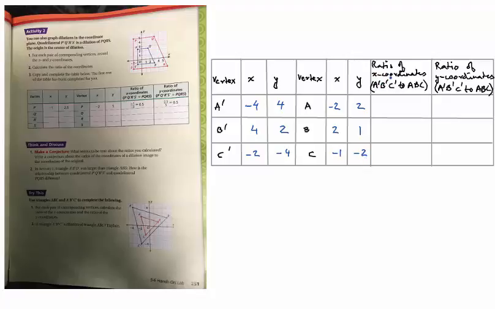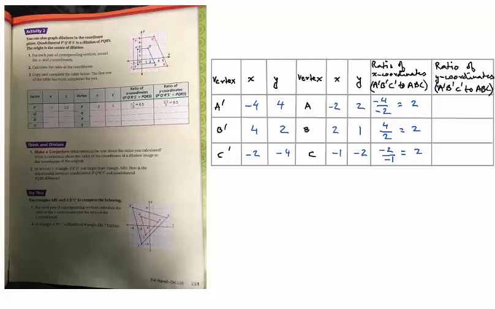So under x coordinates we do A prime to A. X coordinate of A prime is negative 4 over the x coordinate of A is negative 2, and negative 4 over negative 2 is 2. Similarly for B prime to B we have 4 over the x coordinate of B is 2, 4 over 2, and that's also equal to 2. And for C prime we have negative 2 over C is negative 1, and that's also equal to 2. So all these three ratios are equivalent to 2.